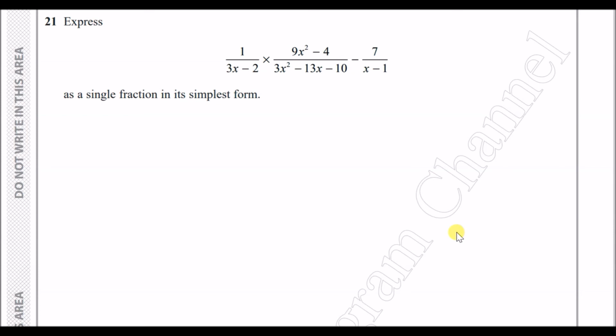But yeah, let's resume the paper. So, number 21. Express all of this as a single fraction in the simplest form. Damn, that's a lot. Okay.